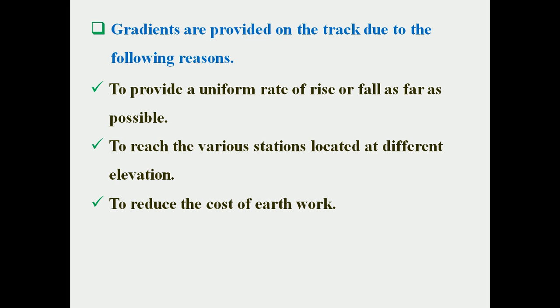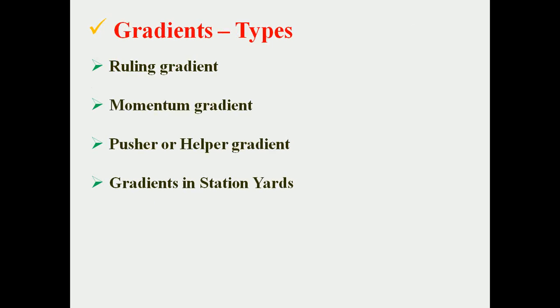Why is gradient provided? To provide uniform rate of rise or fall as far as possible, to reach various stations located at different elevation, and to reduce the cost of earthwork. So here we have 4 types of gradients: ruling gradient, momentum gradient, pusher or helper gradient, gradient in station yards.